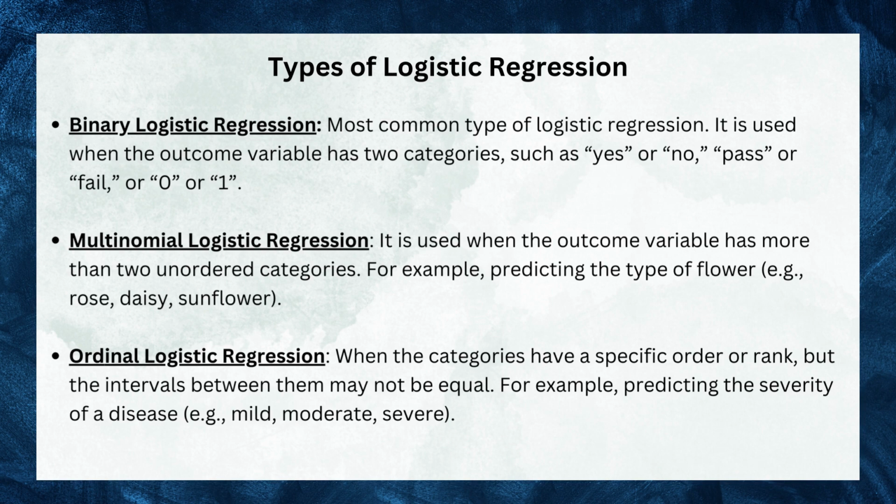Multinomial logistic regression is used when the outcome variable has more than two unordered categories. For example, predicting the type of flower from rose, daisy, and sunflower based on their characteristics. In ordinal logistic regression, we have a specific order or rank of our categories, but the intervals between them may not be equal. For example, predicting the severity of a disease, mild, moderate, or severe, based on various factors. These are just a few examples of the types of logistic regression, commonly used in various fields.